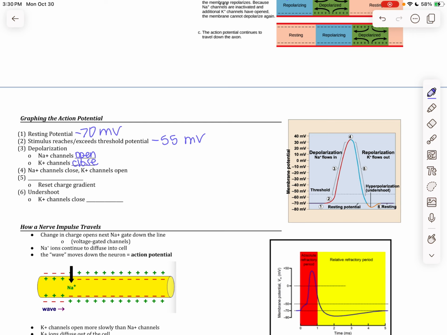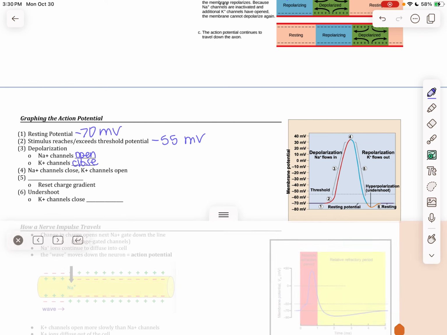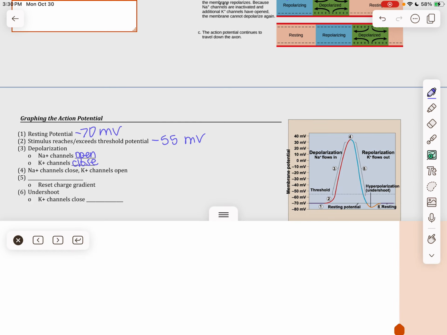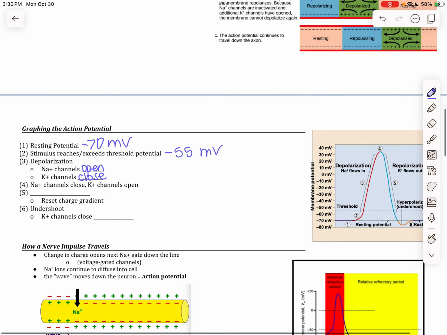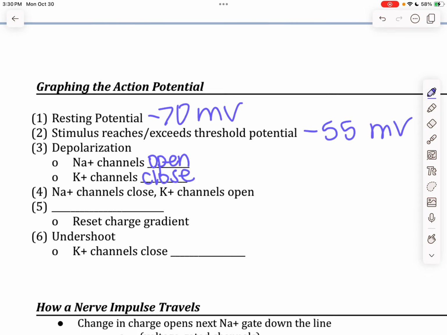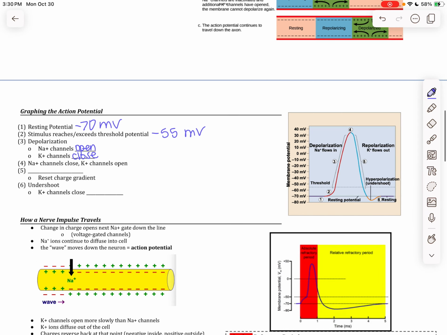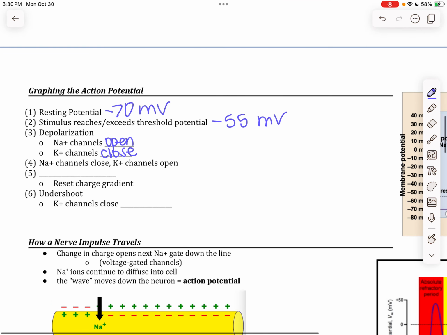Okay, so I'm going through the steps here. At step 4, the sodium channels are starting to close and the potassium channels are opening. And so that is going to allow our membrane to become more negative again. That's called repolarization, because if the potassium channels are opening, the potassiums are going to flow out of the neuron, causing it to become more negative again. So that's called repolarization.